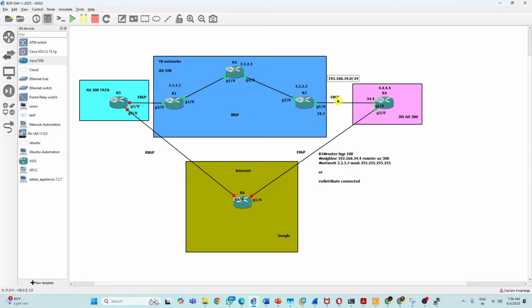So in EBGP, we only establish BGP with point to point, not loopback. Why? Because the EBGP TTL value is 1. If you configure EBGP between autonomous system neighbors, the TTL value in the packet will be set to 1. If it is set to 1, how will you establish with a loopback? Loopback is indirect, right?